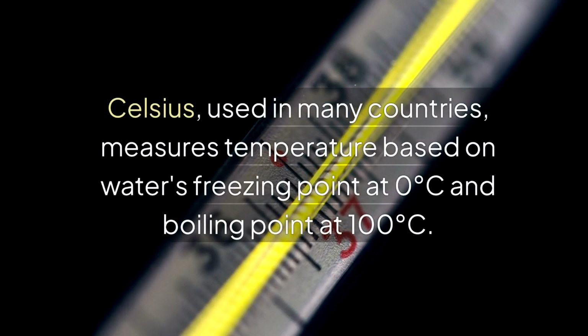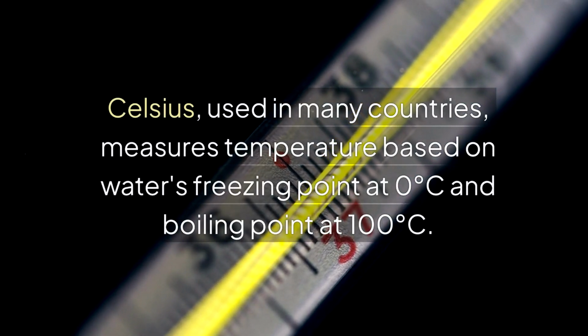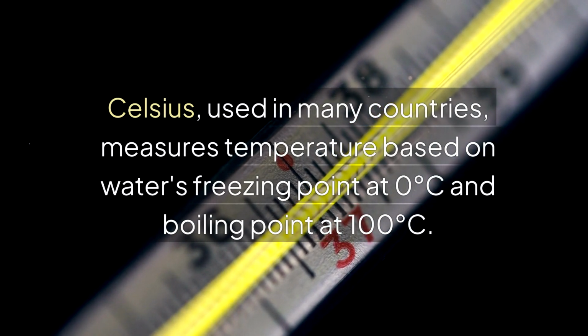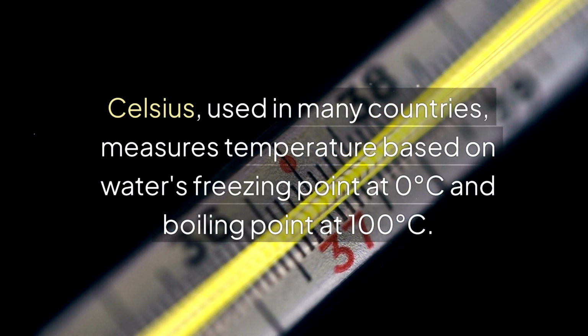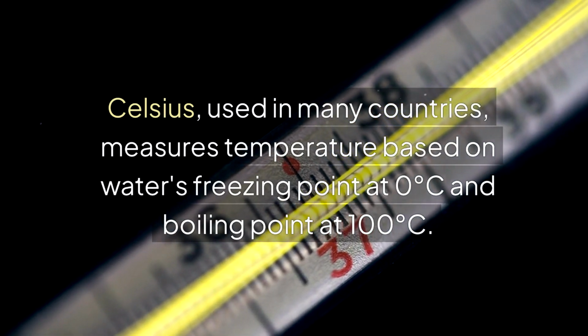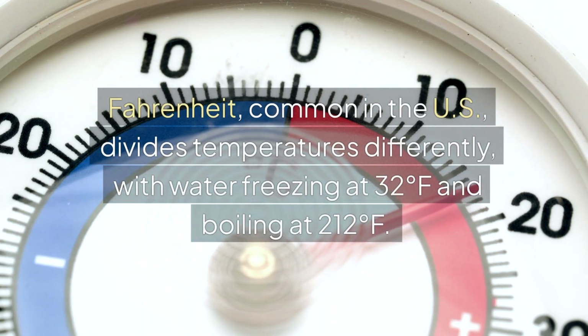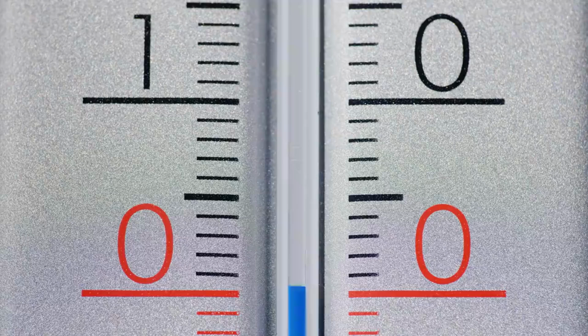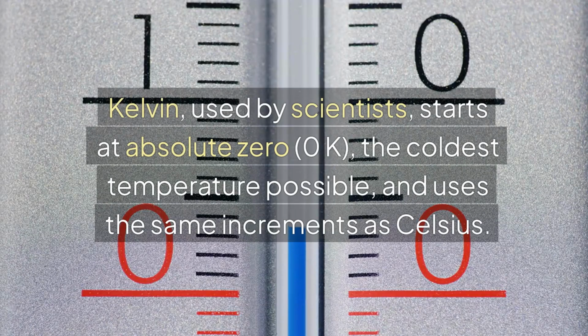Celsius, used in many countries, measures temperature based on water's freezing point at 0 degrees Celsius and boiling point at 100 degrees Celsius. Fahrenheit, common in the US, divides temperatures differently, with water freezing at 32 degrees Fahrenheit and boiling at 212 degrees Fahrenheit. Kelvin, used by scientists, starts at absolute 0 K, the coldest temperature possible, and uses the same increments as Celsius.